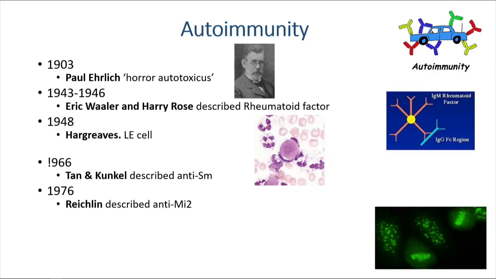Then moving forward, Eng Tan and others described an anti-Sm in lupus. Often these antibodies are named after individuals. This was a Mr. Smith, hence anti-Sm. And then the first myositis autoantibody was described by Morris Reichlin in 1976, and described as anti-Mi2.